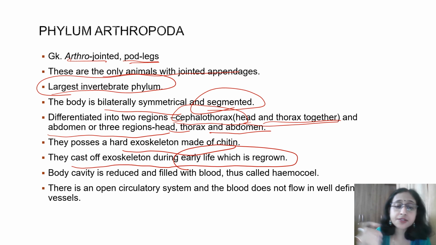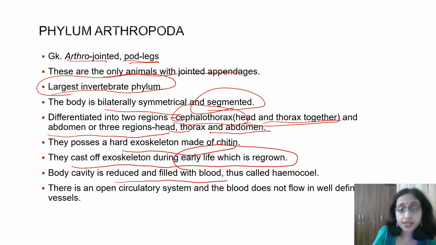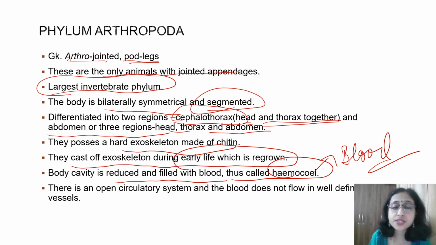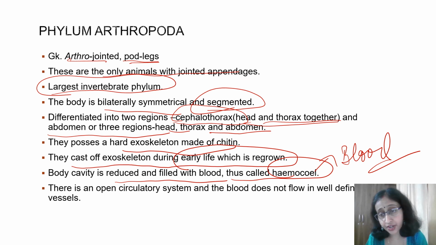The body cavity is reduced and filled with blood, thus called the hemocoel. So their blood cavity is called the hemocoel. Now there is an open circulatory system, and the blood does not flow in well-defined vessels.